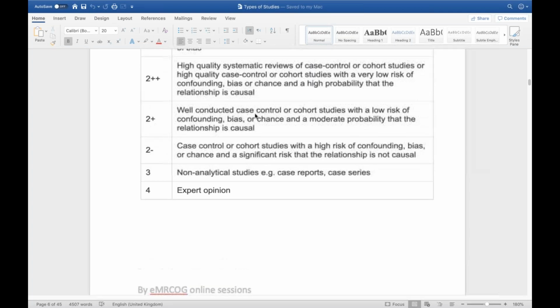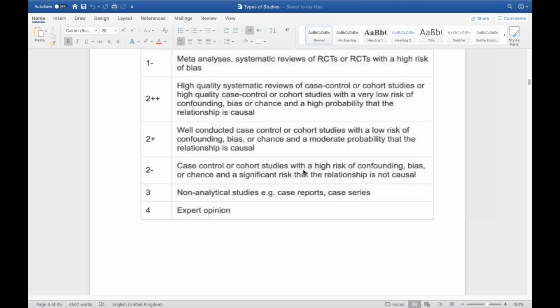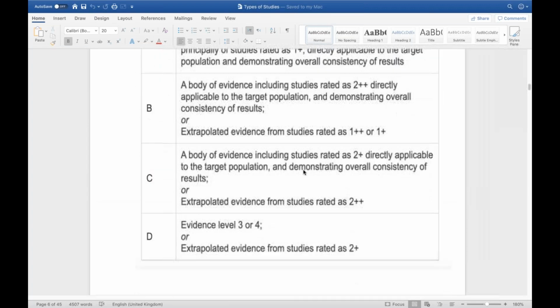So if you start from below and go up, you will reach this point: expert opinion, case reports, case series, and then case control and cohort with high risk of confounding and this low risk of confounding. And then you'll go to 2++, high quality systematic reviews of these case control and cohort studies. Okay, I'll stop here. I'll go to the other one.